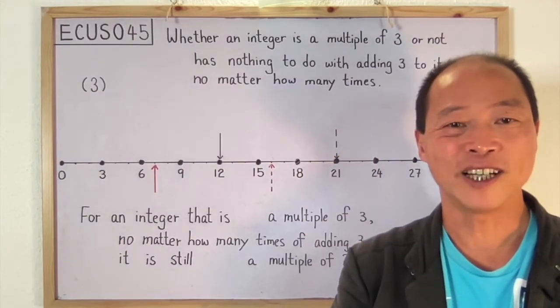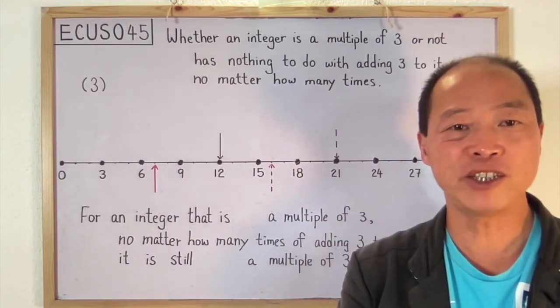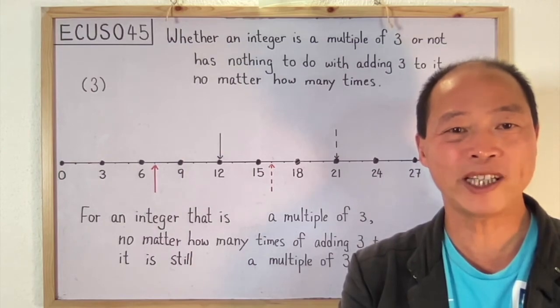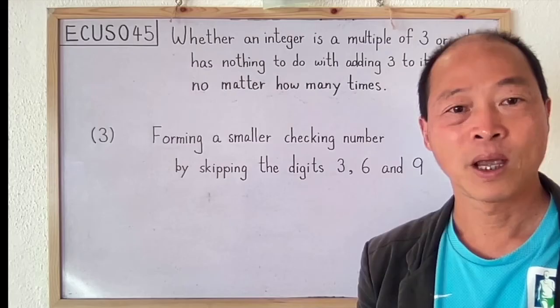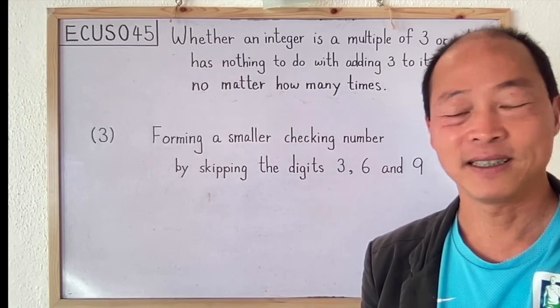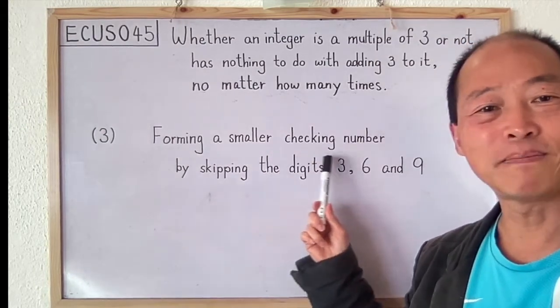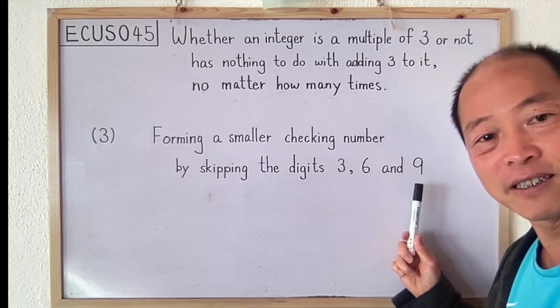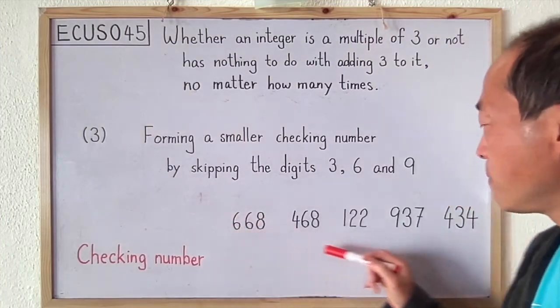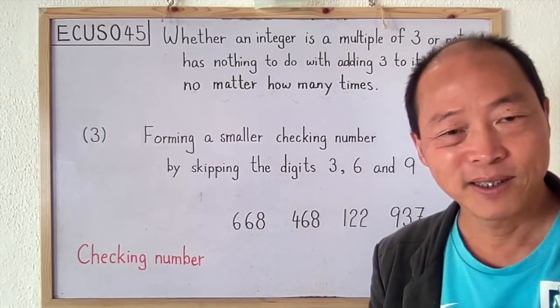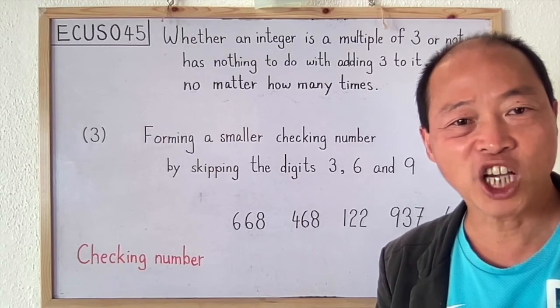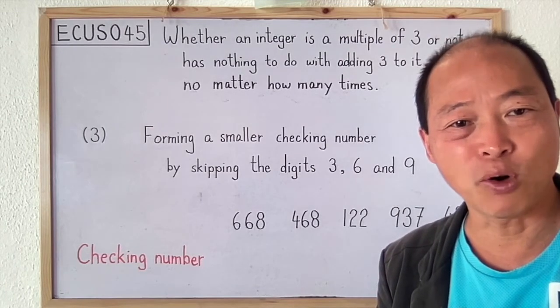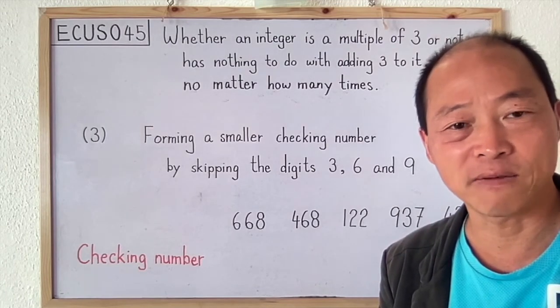In other words, no matter how many times of adding 3 to an integer, we cannot change whether it is a multiple of 3 or not. Method 3. Forming a smaller checking number by skipping the digits 3, 6, and 9. Do you remember these 5 numbers? For each of them, let's check again whether it is a multiple of 3 or not by method 3.